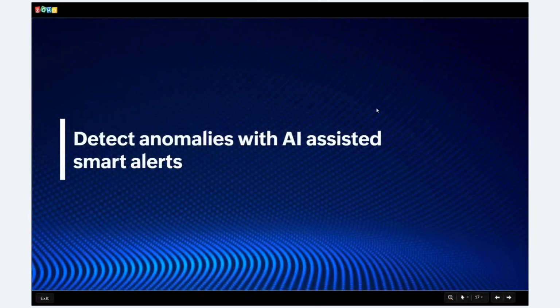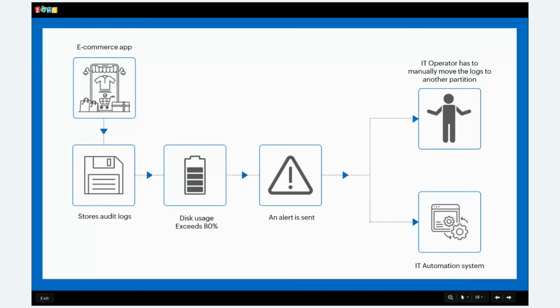Let's move on to the third topic of the day, detect anomalies with AI assisted smart alerts. Now that we've understood how we track key performance metrics, the next thing is how can we identify issues? Let's try to understand this with an example. Let's say we have an e-commerce app that you hosted on a server. This is your business application. It generates revenue for you, so it's important that it performs at the optimum level.